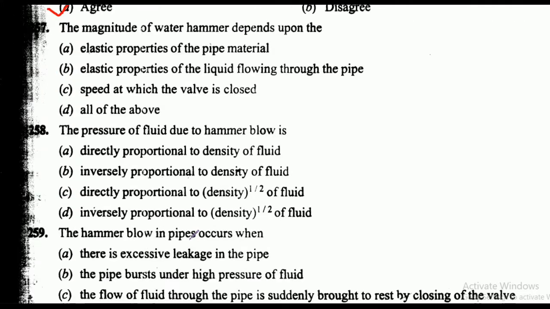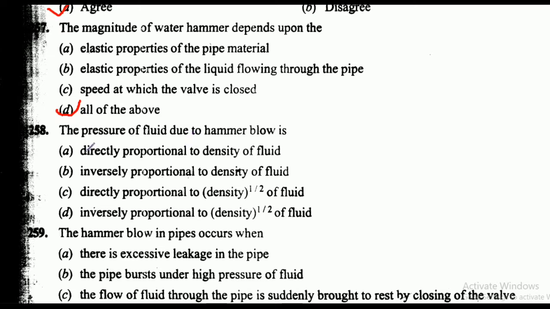Next is the magnitude of water hammer depends upon the. Options: A, elastic properties of the pipe material. Option B is elastic properties of the liquid flowing through the pipe. Option C is the speed at which the valve is closed. Option D is all of the above. So here friends, the correct answer is option D, that is all of the above.